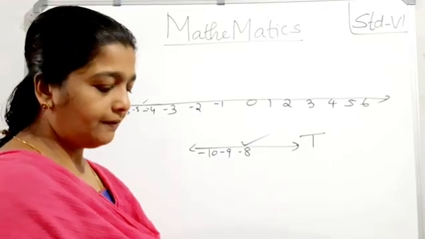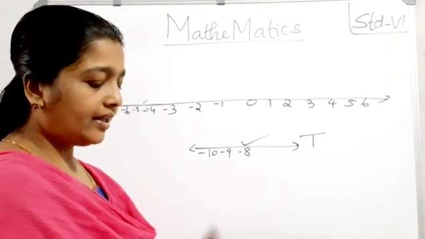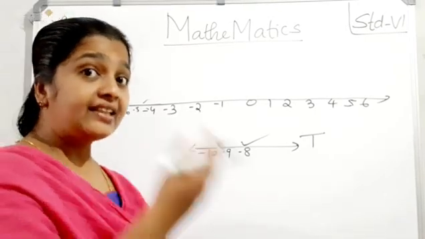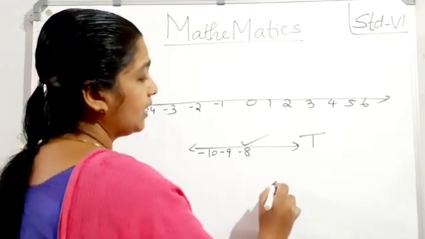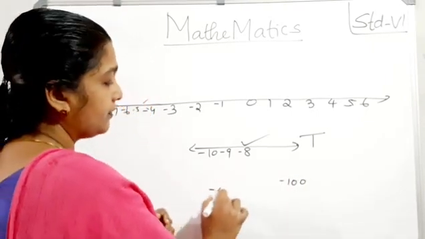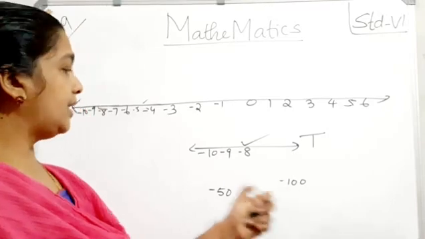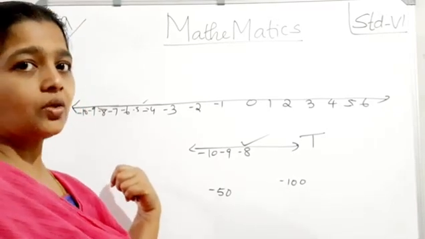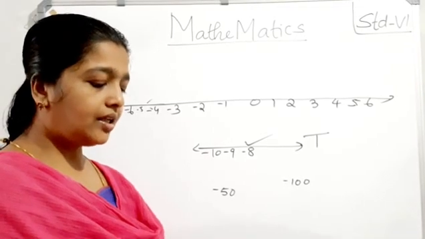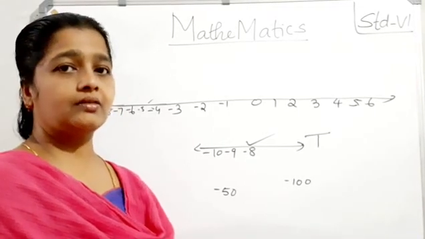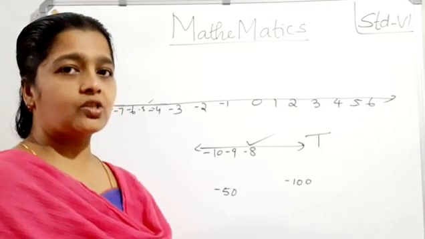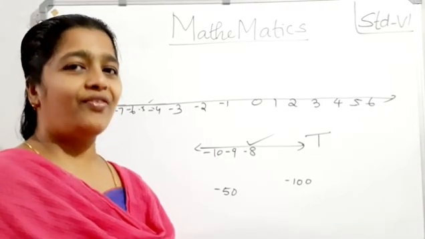Understand? Next question. Minus 100 is to the right of minus 50. No. Minus 100 is on the left side. Clear? So this statement is false. Next question. Smallest negative integer is minus 1. No. We know that the greatest negative integer is minus 1. So this statement is false.